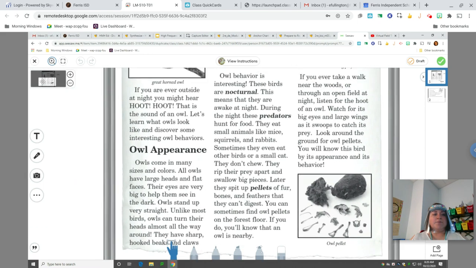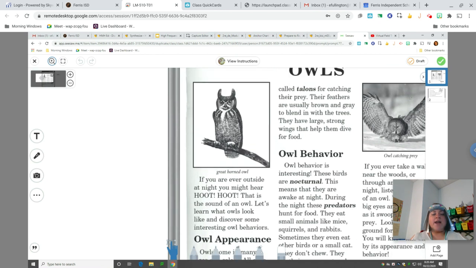You got to be very careful. So right here is a picture at the very top. This is called the great horned owl. Do you know why they call it the great horned owl? Clinton, thank you for raising your hand. Because it has horns. The feathers on its head are like horns. You're right. That's why.